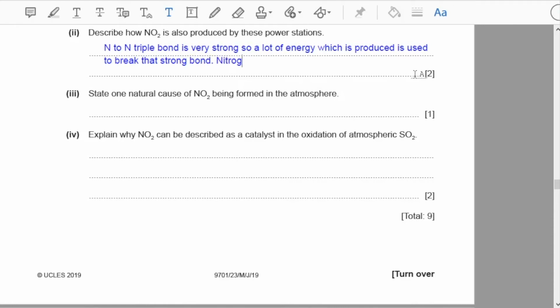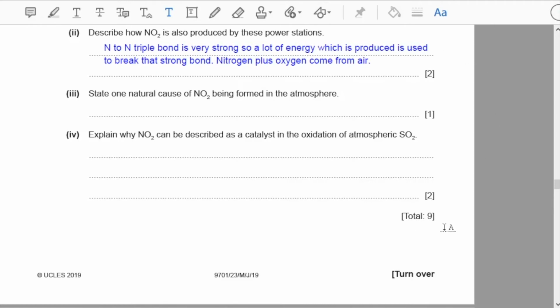And this nitrogen plus oxygen come from air. Although this question has only 2 marks, you can't just write that nitrogen and oxygen from air react, because it's not normal for nitrogen gas to react. So you need to explain where this energy is coming from and how it is being used in this process.